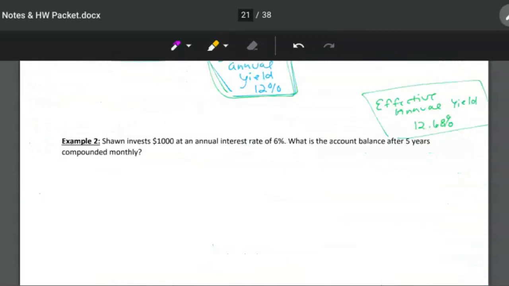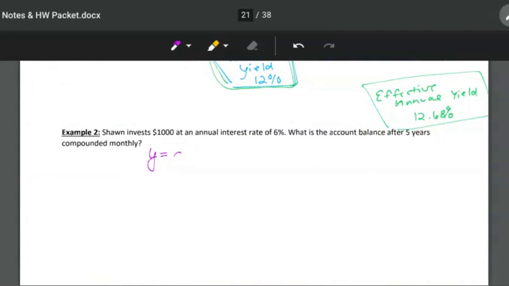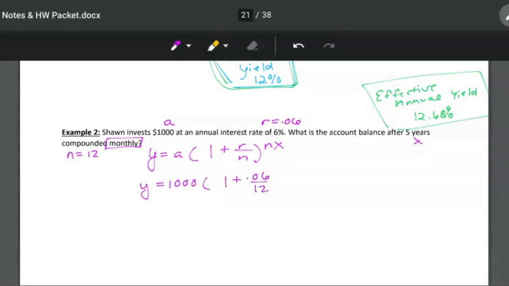So let's write that down. Y equals A, 1 plus R over N, to the NX power. So 1,000 is going to be our A value. Our interest rate, R, is going to be 0.06 if we turn that to a decimal. What's in the account after 5 years? X is going to be 5. And if it's compounded monthly, monthly means N is 12. So we could plug those numbers in. We have Y equals 1,000, 1 plus 0.06 divided by 12, raised to the 12 times 5 power.